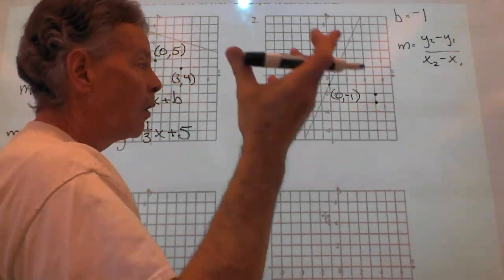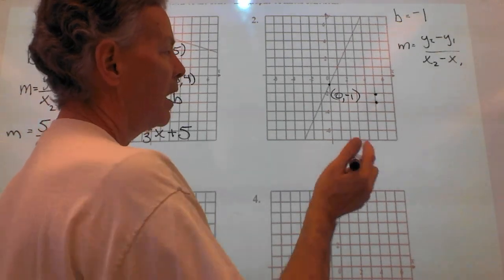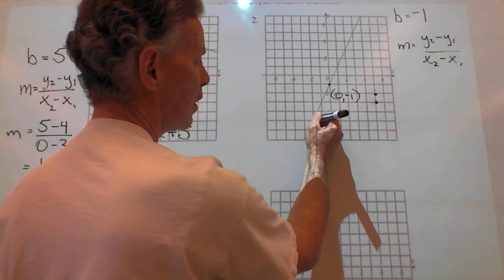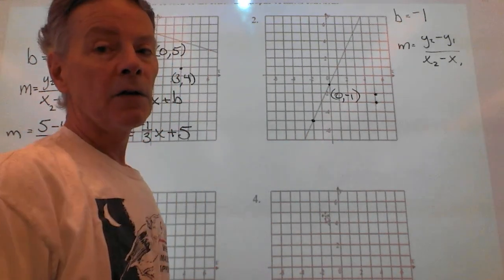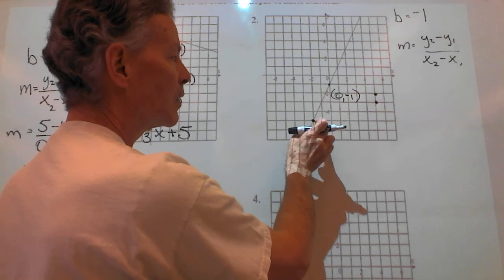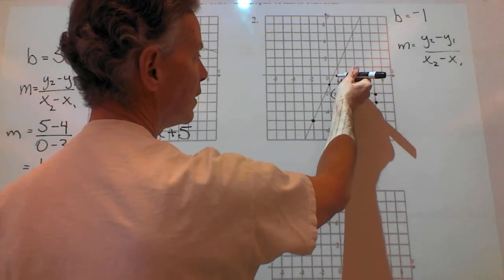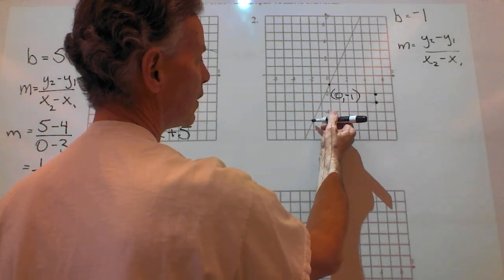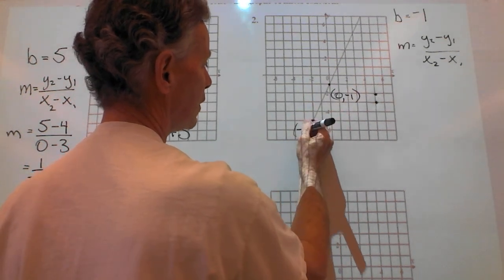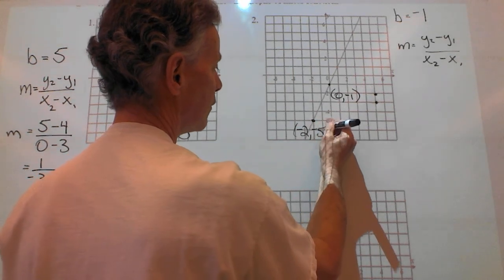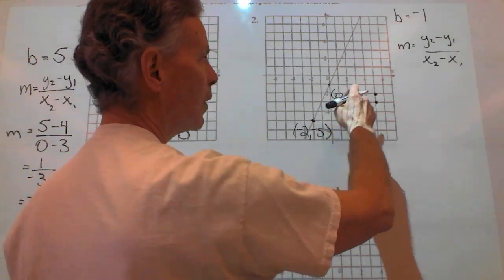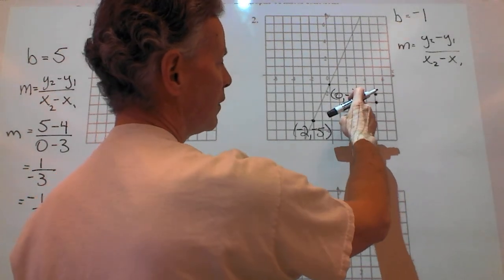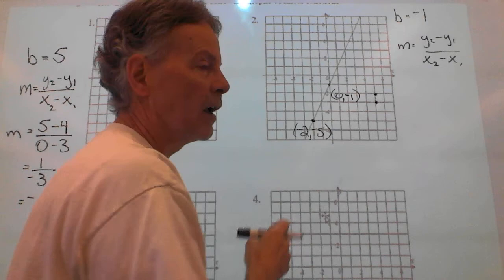So we need to find another point. Okay? We can pick any point we like. I'm going to pick this one right here, because I can see the line goes right through an intersection of grid lines, so I can be pretty sure what the coordinates are. And in this case, my x-coordinate is negative 2, my y-coordinate is negative 5. So negative 2, negative 5. Now that I have 2 points, I can plug them into my slope formula. So my y2 is negative 1, my y1 is negative 5.